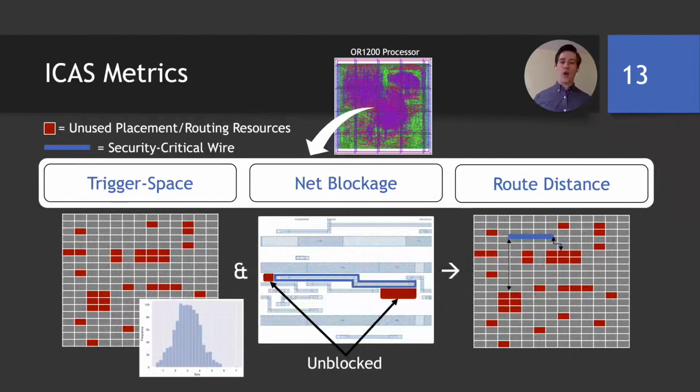What's unique about the route distance metric is that when a designer overlays a set of resource requirements for attacks they care about, the route distance metric illustrates the overall attack surface for a given circuit layout, a unique feature we illustrate in our evaluation.